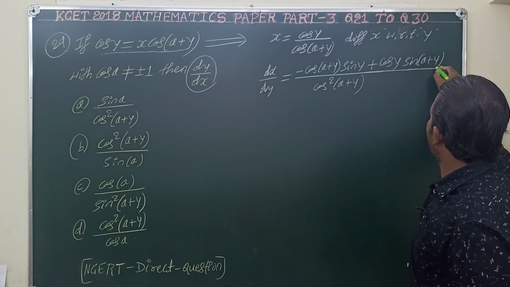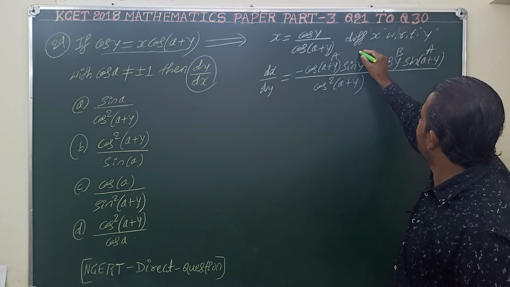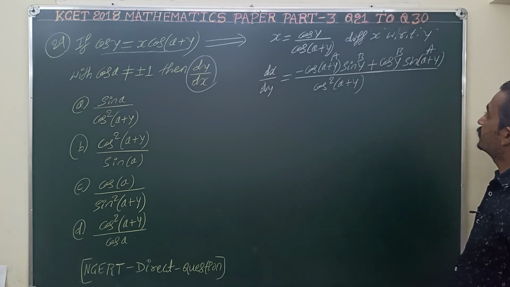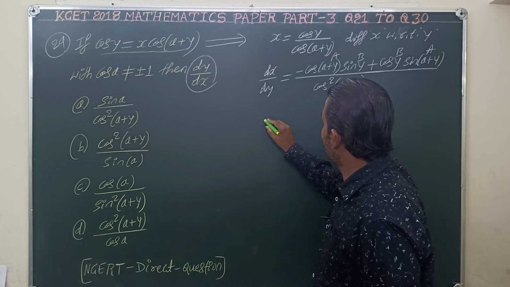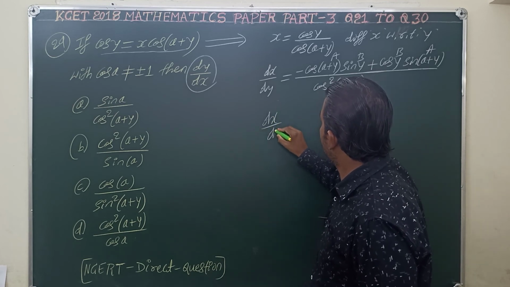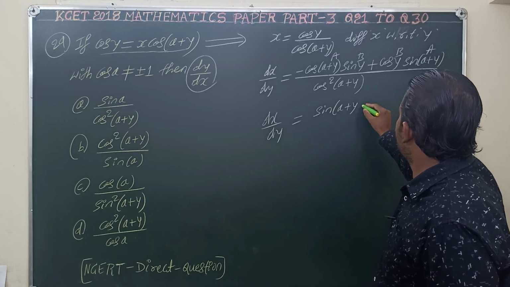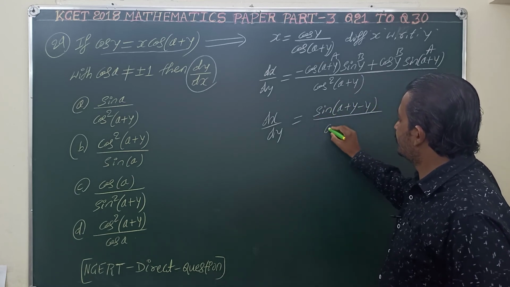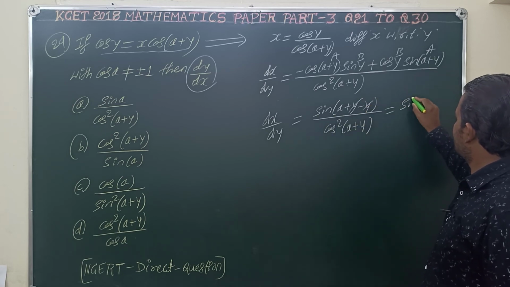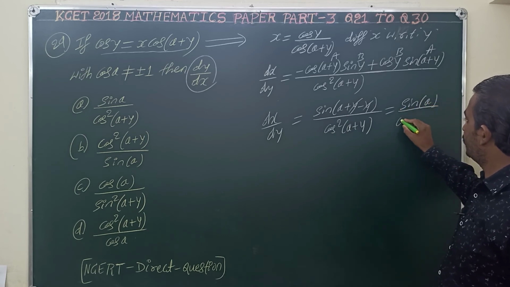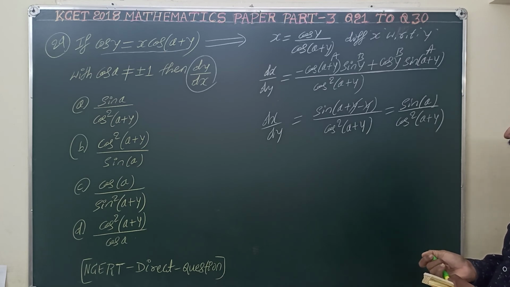So this is in the form of sin a cos b minus cos a sin b. Using the formula sin a cos b minus cos a sin b is equal to sin of (a minus b), the numerator can be written as sin of (a plus y minus y), divided by the denominator as it is, cos square of (a plus y). Here plus y minus y cancel, it becomes sin a divided by cos square of (a plus y). Now take the reciprocal on both sides, we get the required answer.